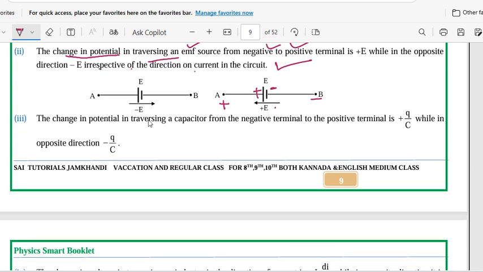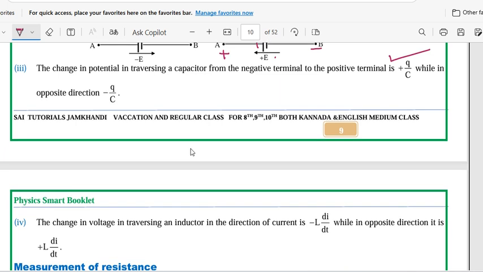And the change in potential in traversing a capacitor from the negative terminal to the positive terminal is plus Q by C, while in the opposite direction it is minus Q by C. Whether it is a cell, an EMF, a resistance, or the flow of current, the direction matters here. If you consider the capacitor from negative to positive terminal, it is plus Q by C, while in the opposite direction it is minus Q by C.